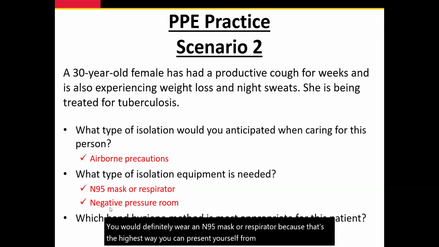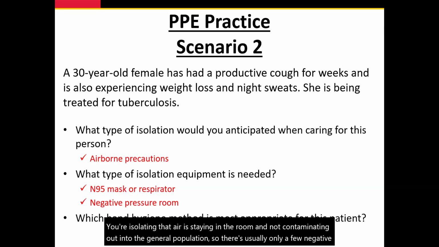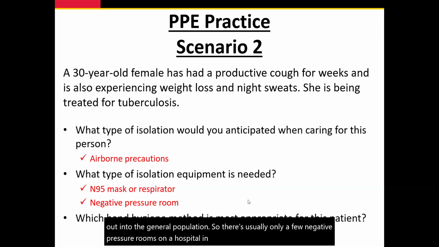the airborne pathogens. A negative pressure room means the air circulates in the room and it kind of keeps the air there. So when you open the door, none of the air leaks out of the room, if that makes sense. So you're controlling the environment so that when nurses and doctors come and go, the air is staying in the room and not contaminating out into the general population. There are usually only a few negative pressure rooms in a hospital, and these are earmarked for patients on the most strict airborne precautions.